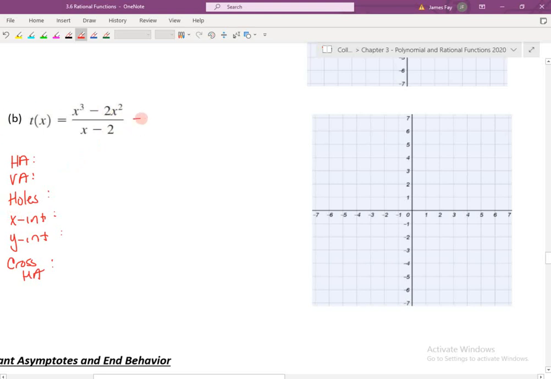Okay, first thing you have to do is factor. So this one isn't too bad, where you just got to factor x squared out of the top. Leaves you with x minus 3. Sorry, x minus 2, thank you. And x minus 2 on the bottom.